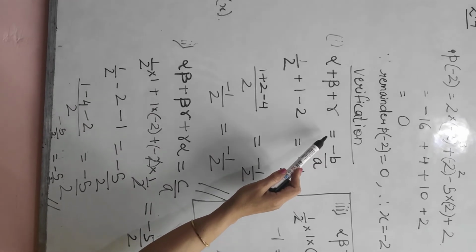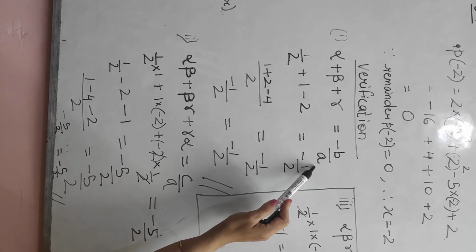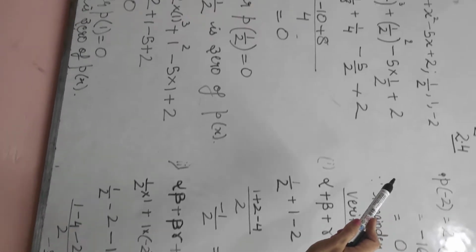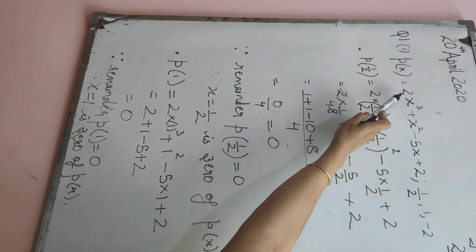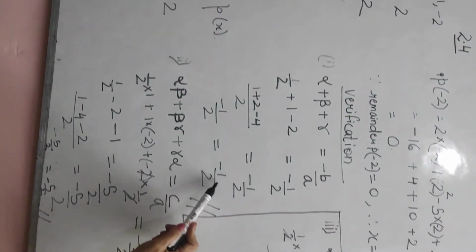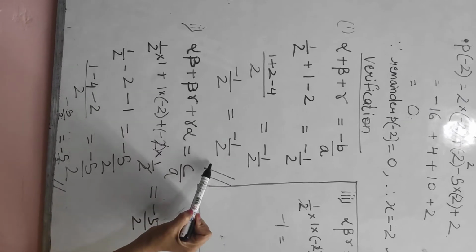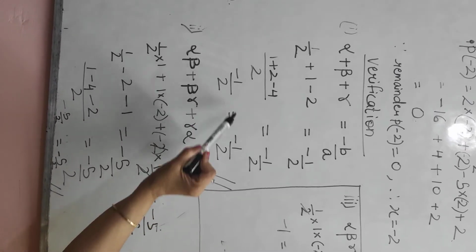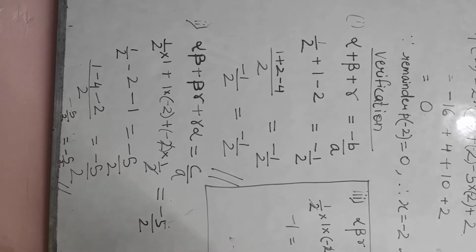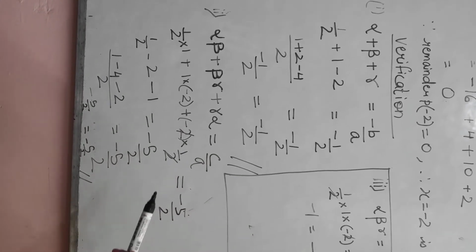According to the relation it is equal to minus b by a. Now from the given polynomial b is 1, a is 2. So minus 1 by 2. So here the verification is done. We are getting left hand side is equal to right hand side. Now let's see the second verification.